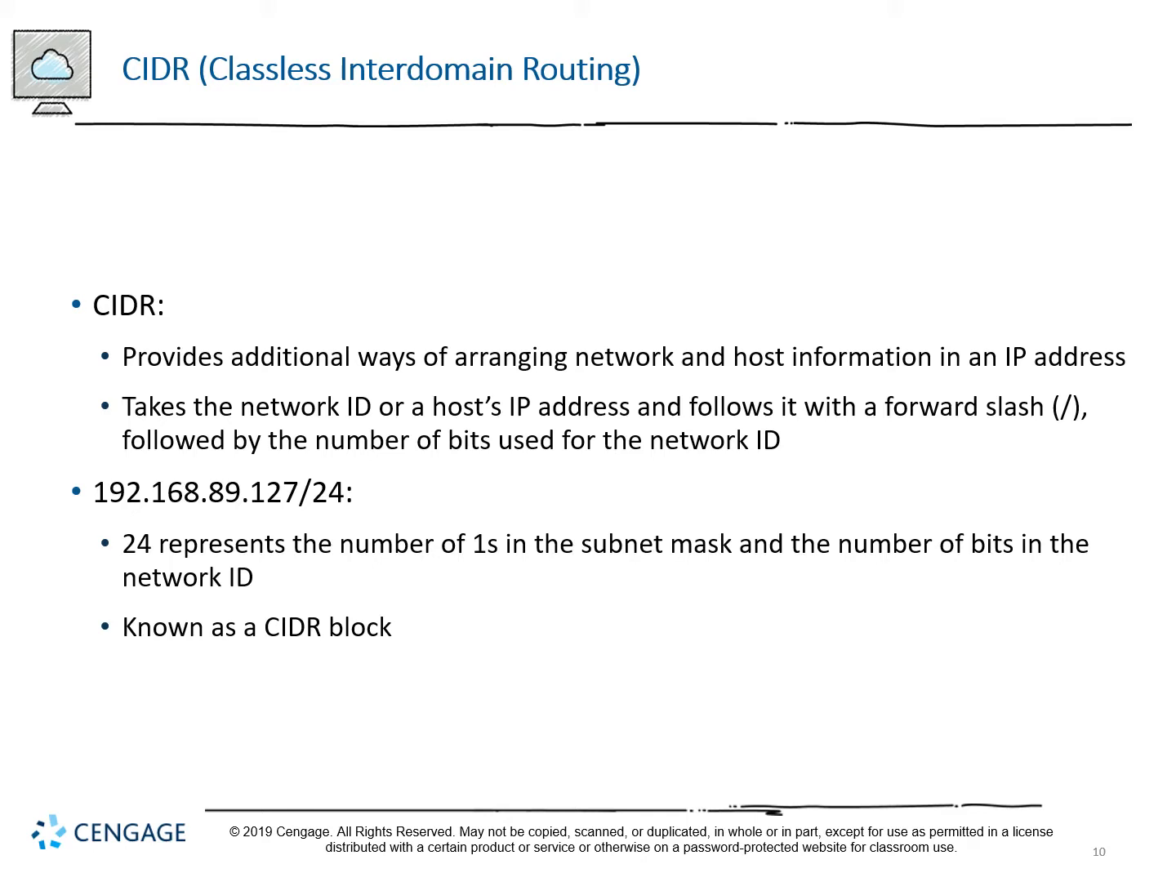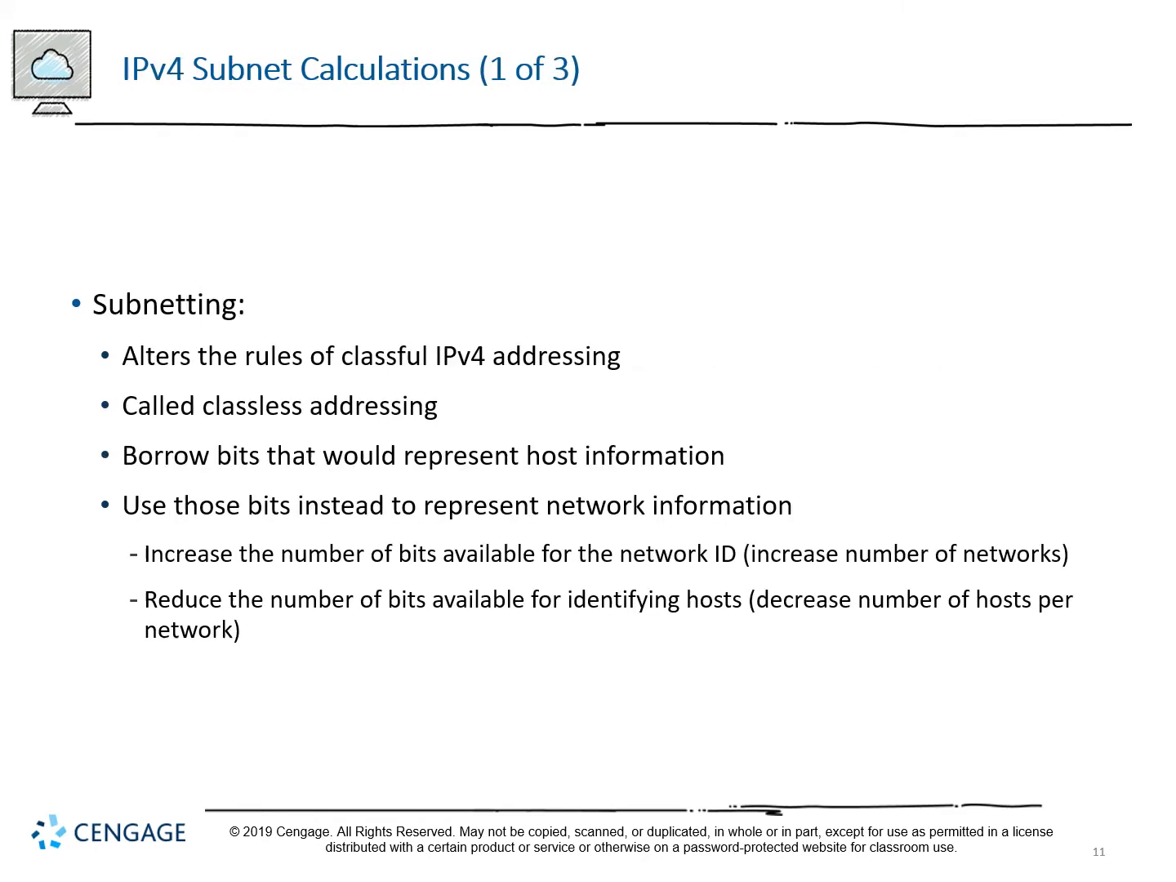So in this case, 192.168.89.127/24 says that we have an IP address that contains a 24-bit subnet mask. So that means that our network ID in this case will be 192.168.89, and our host ID is 127. This is what's known as a CIDR block.